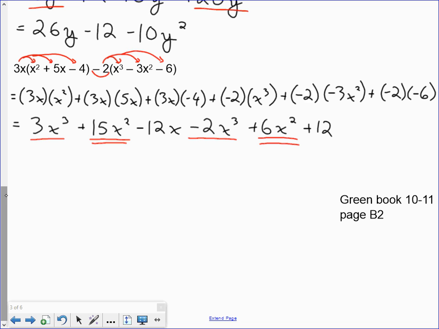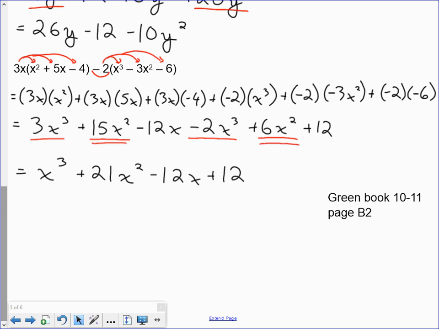So, combining our like terms. 3x cubed minus 2x cubed. 3 minus 2 is just going to be 1, so that will just be x cubed. 15x squared plus 6x squared. 15 plus 6 is 21x squared. And then minus 12x and plus 12 stay exactly the same. All right.